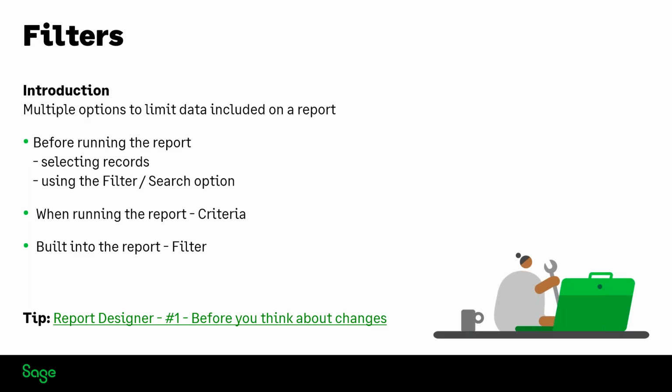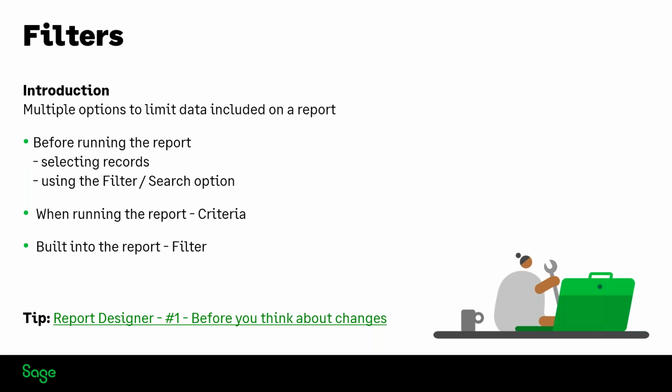So as I mentioned, you've got 3 key options. Options before even running the report, highlighting the records that you're after, that you want to be included. So highlighting the customers or the suppliers or the nominal codes or the products and service records that you want to include. You might use a filter, or what used to be termed search many years ago, now called filter.